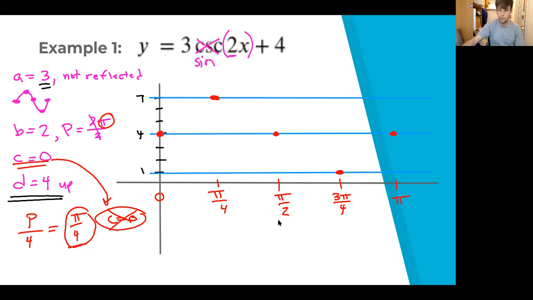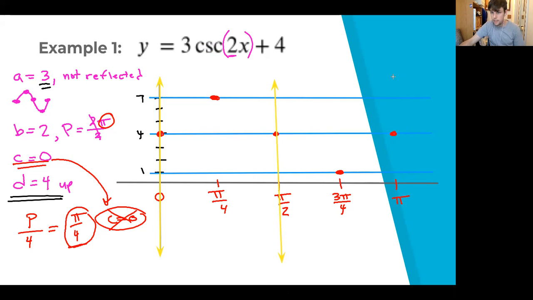Now is the point where we can erase this here. We can ignore that we're talking about sine. We're actually graphing cosecant. So let's go ahead and plot those asymptotes. Anywhere there is a midline point, so right here, there's a midline point. This is going to be a vertical asymptote. Here's another one. There's going to be another vertical asymptote right there.